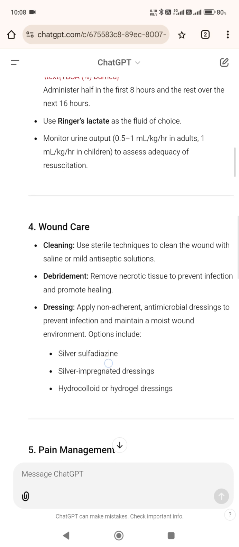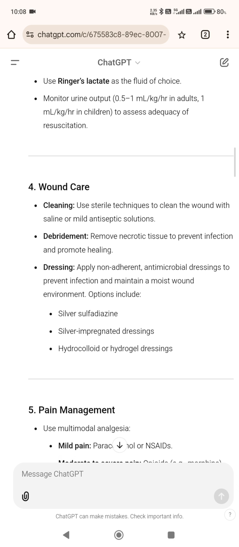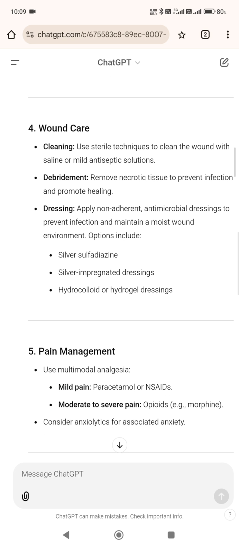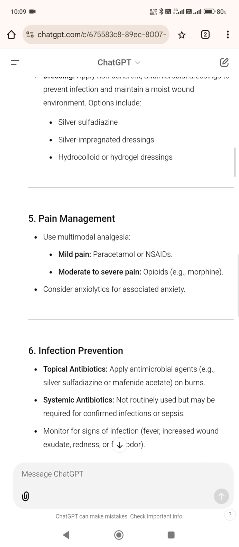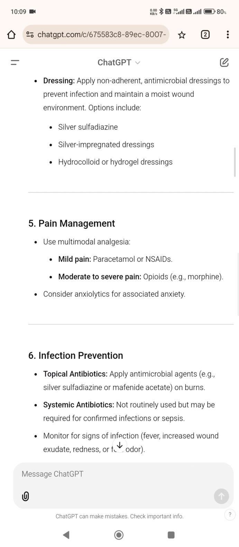Monitor urine output, 0.5 to 1 milliliters per kilogram per hour in adults, 1 milliliter per kilogram per hour in children, to assess adequacy of resuscitation. 4. Wound care. Cleaning: use sterile techniques to clean the wound with saline or mild antiseptic solutions. Debridement: remove necrotic tissue to prevent infection and promote healing. Dressing: apply non-adherent antimicrobial dressings to prevent infection and maintain a moist wound environment. Options include silver sulfadiazine, silver impregnated dressings, hydrocolloid or hydrogel dressings.